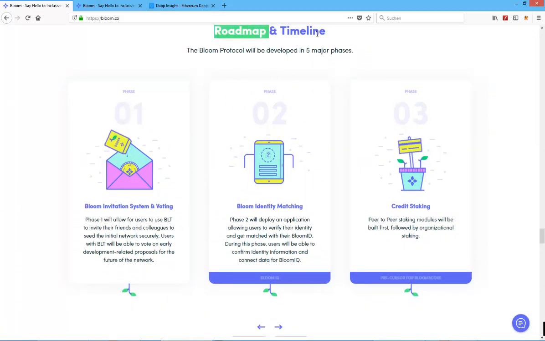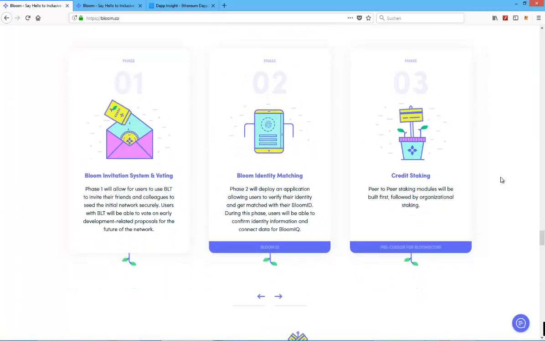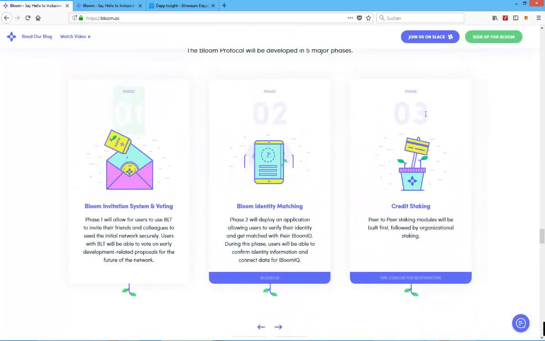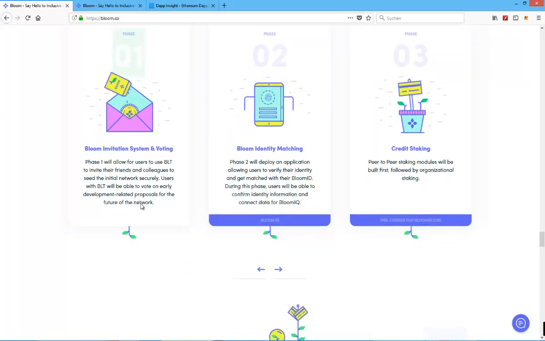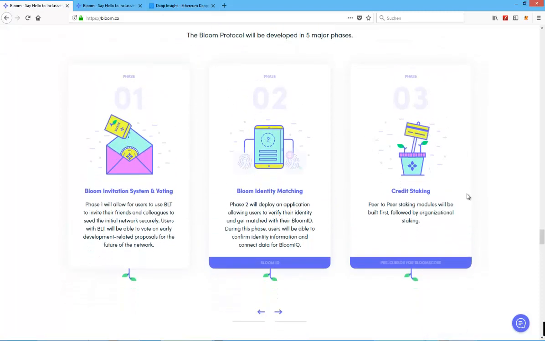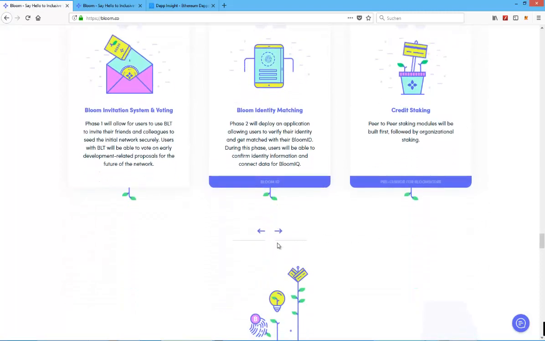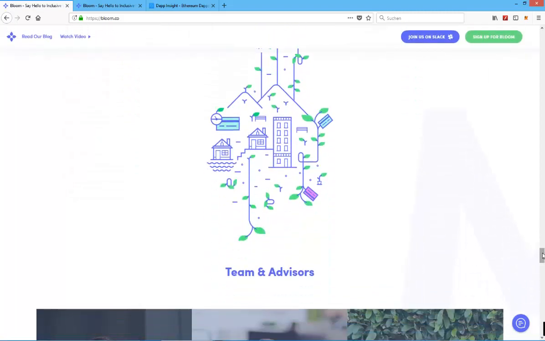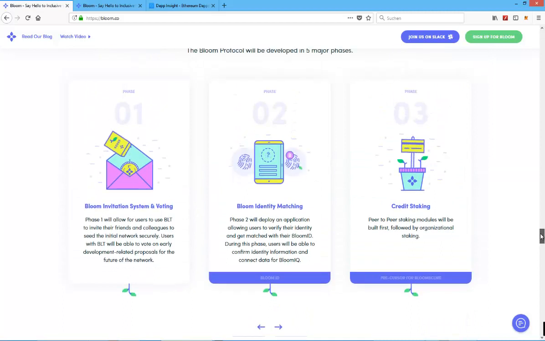Here it is actually, roadmap and timeline. So they actually do it a little bit different, because that's why I didn't find it in the beginning. So you have these different phases. Normally it's from top to bottom, in this case it's from left to right. Do they already tell you where we are at right now? Bloom invitation system and voting. Phase 1 will allow... I don't really see any kind of dates or timestamps for where we're at right now. Anyway, you can check out the roadmap yourself, and maybe we're going to figure out in a more in-depth video where we are right now.